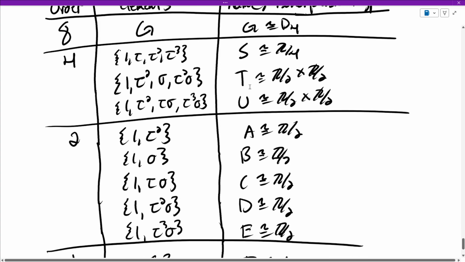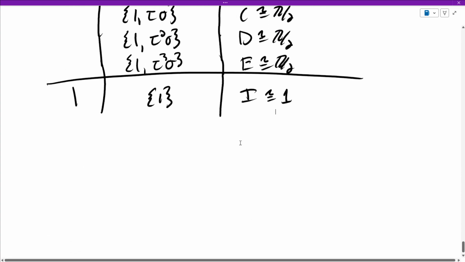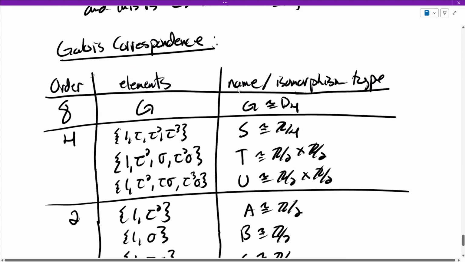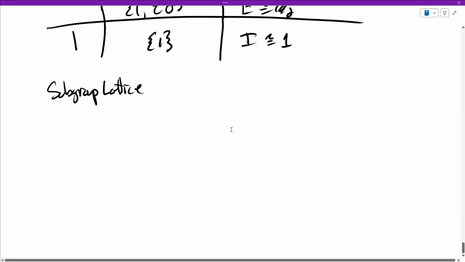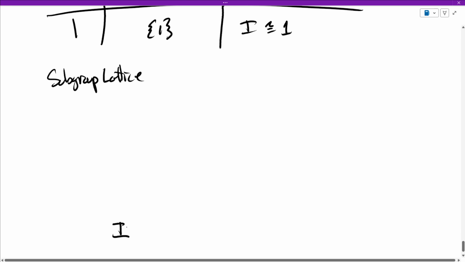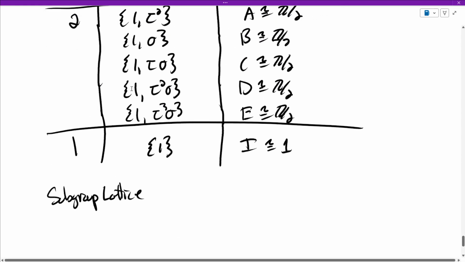Okay, so these are all the subgroups of D4. Again, D4 only has order 8, so there's not a lot, but there's still a lot. Now we're going to work out the subgroup lattice. So when we work out the subgroup lattice, we're going to use these names: I, A through E, S, T, U, and G. So I is on the bottom. And then we're going to write them in this order: D, B, A, C, E. All of the subgroups A through E have 1 in them.